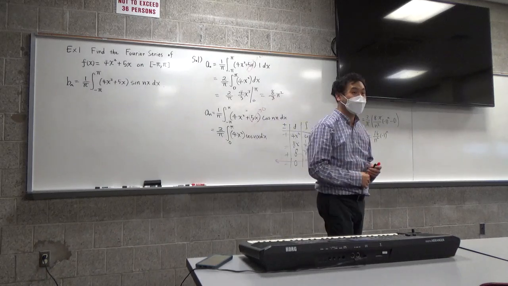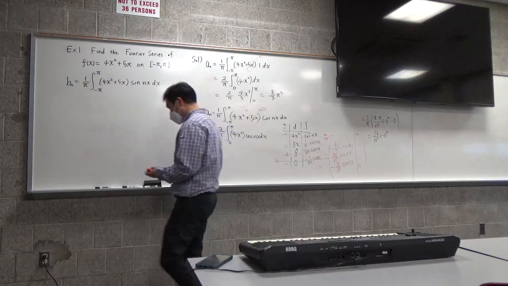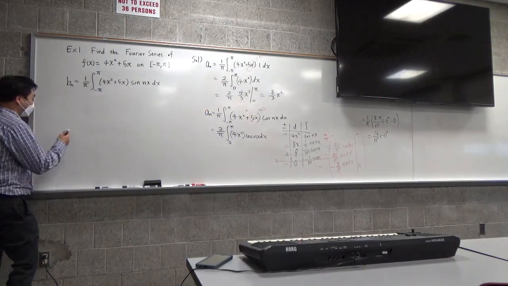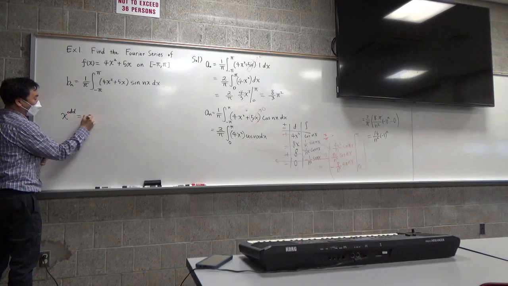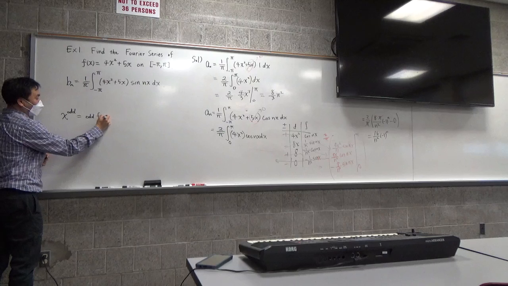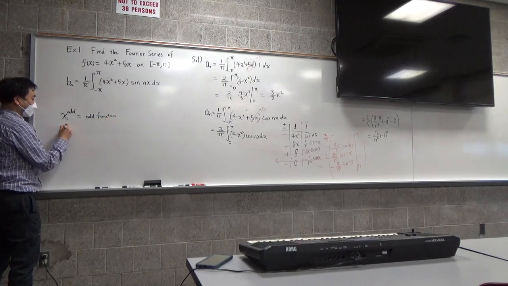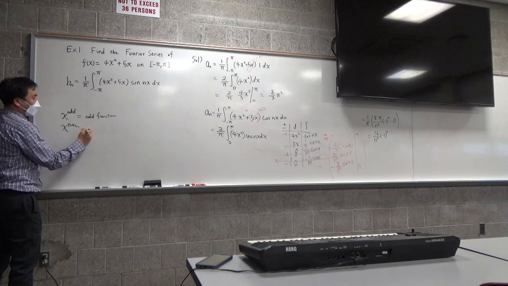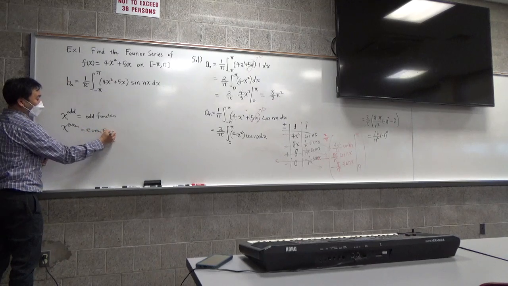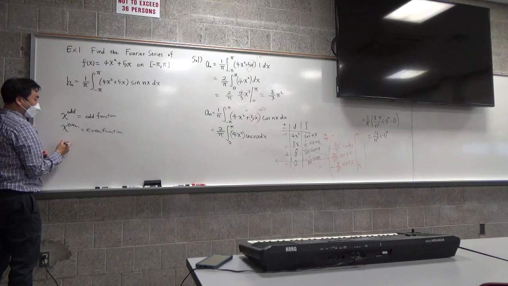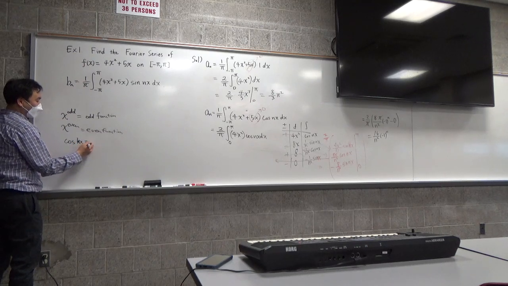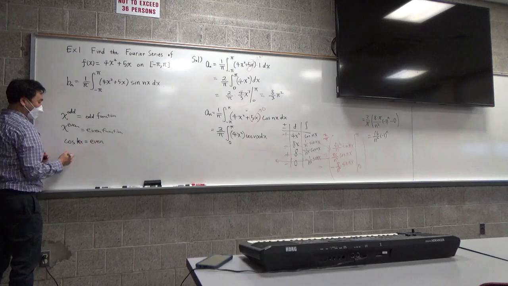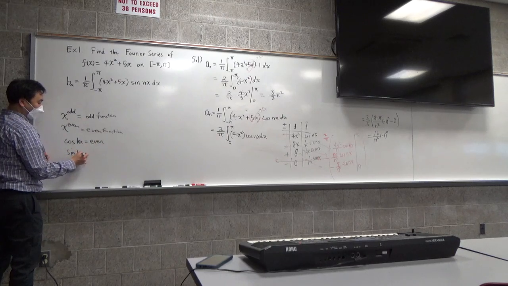How do you determine when it's an odd or even? Is it the highest power? So x to the odd power gives you an odd function. x to an even power is an even function. On top of that, cosine nx or kx, k could be anything, this is even, whereas sine of kx is odd.